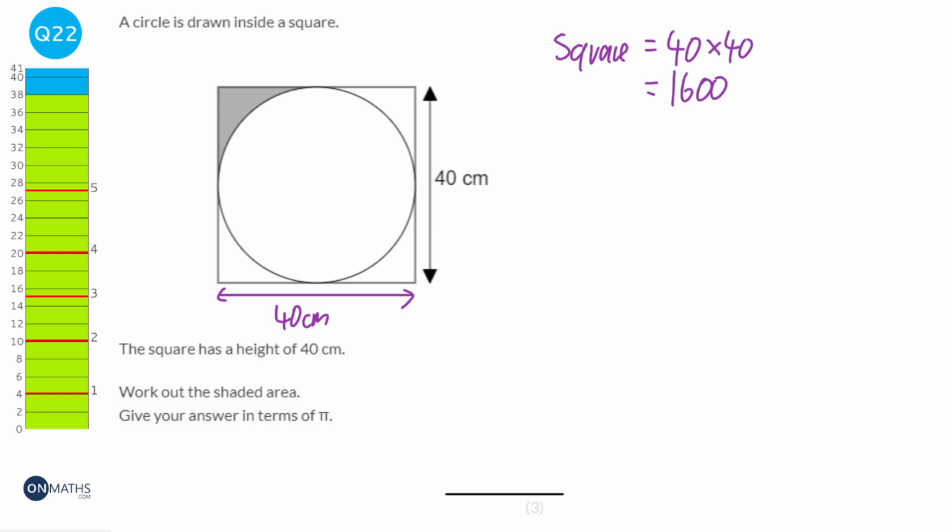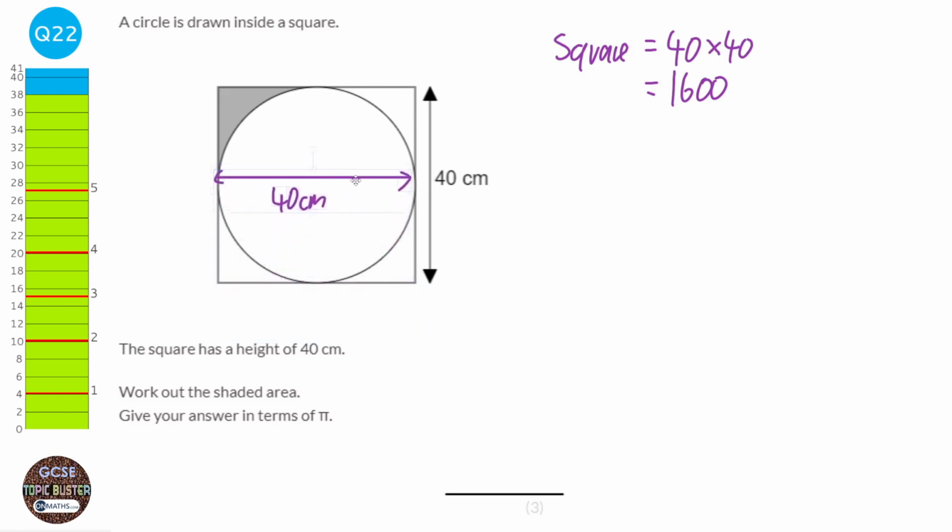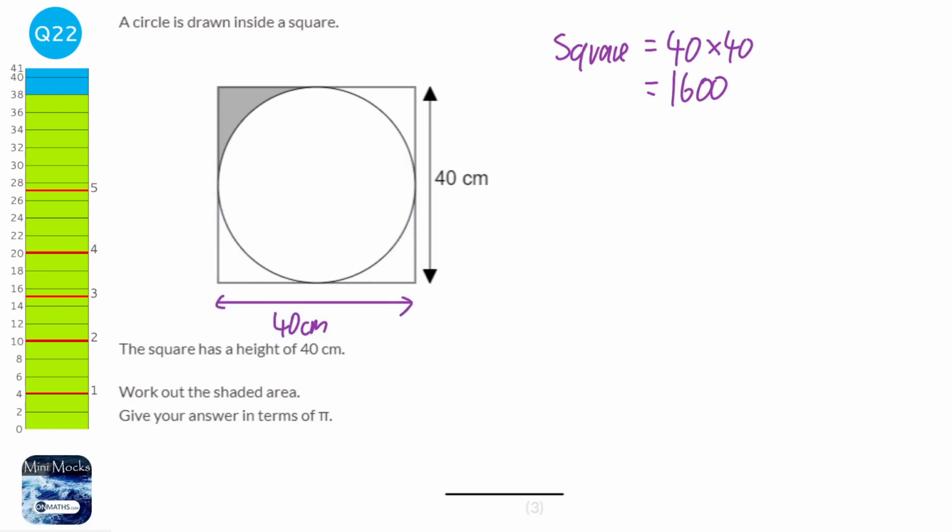I normally only put units in our final answer. The next thing we're going to do is work out the area of the circle, but to do that we need to work out what the diameter of the circle is, and if you notice that the diameter of the circle is just 40 centimeters. It's the same as the width of the square, or height of the square. So if the diameter is 40 centimeters, the radius would be 20 centimeters.